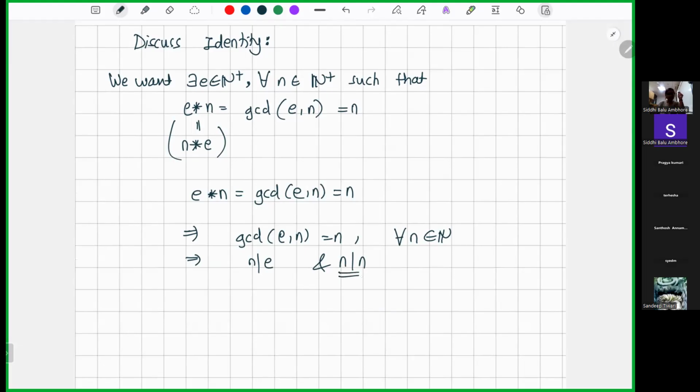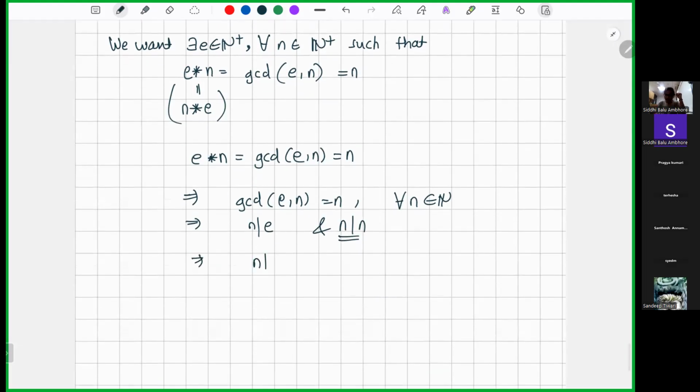N divides E is okay, but this implies that n divides E for all n in natural numbers. So do we have such a number? E is such that every natural number divides that number E. Is this possible? Exactly, other than E, no other element. What does that mean? You mean zero by that?